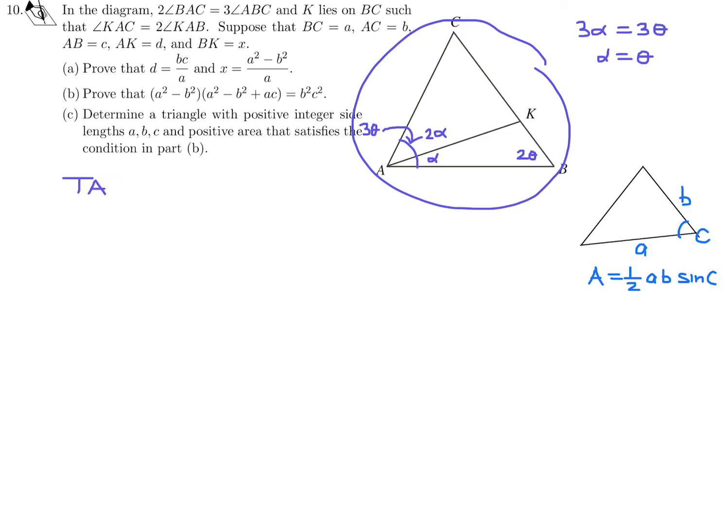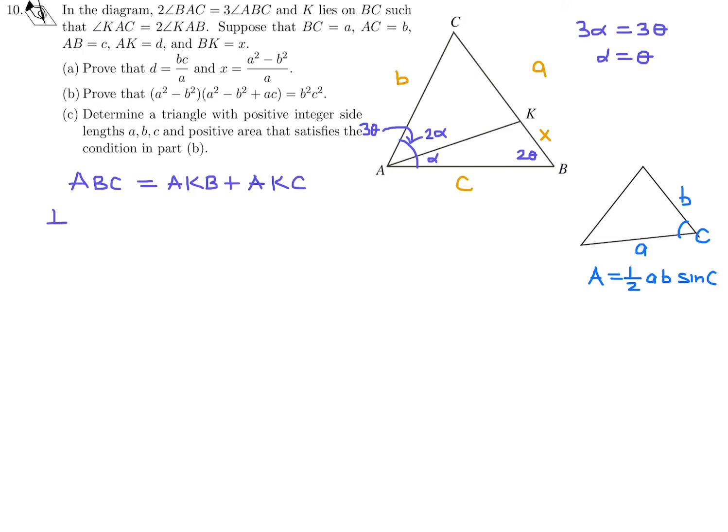So the total area of that entire triangle ABC is equal to the area of the 2 smaller triangles, this first one, AKB and AKC. So we can call it area 1 plus area 2, or if you want to use letters, like that. So total area, we can use any of these sides.